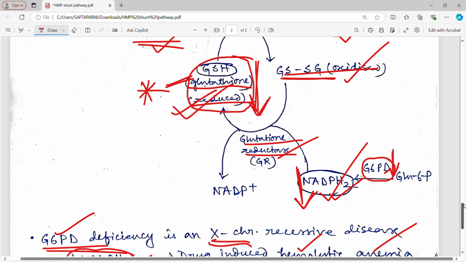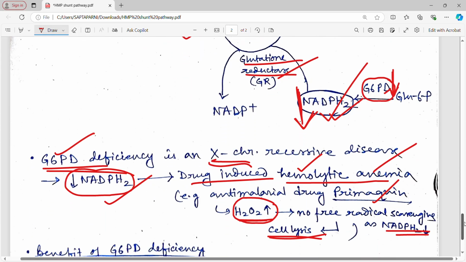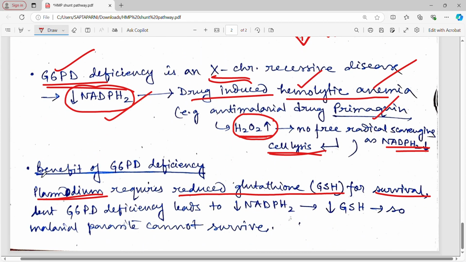And in the forest covered states of India and Africa, we can see this kind of G6PD deficiency which actually protects those tribal people from getting malaria. So that is how G6PD deficiency has a benefit over malaria disease.